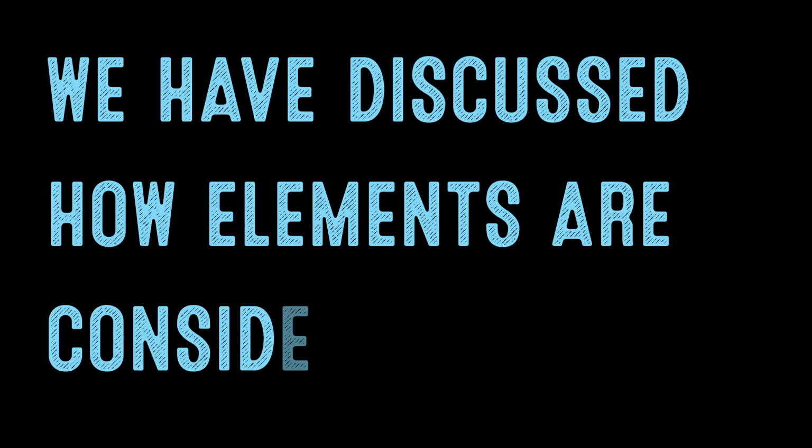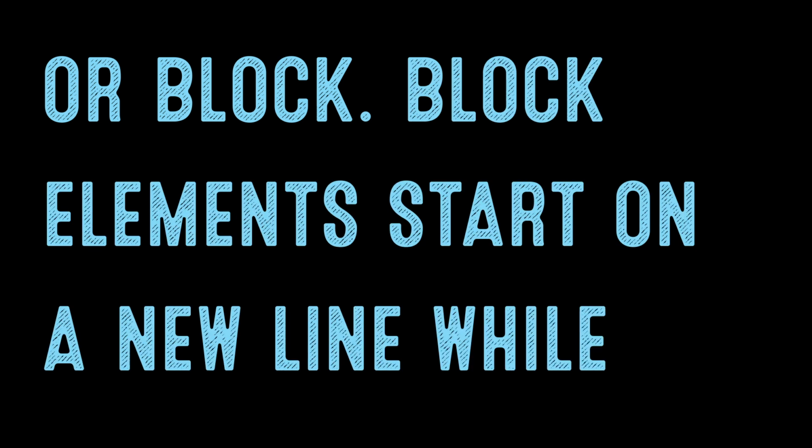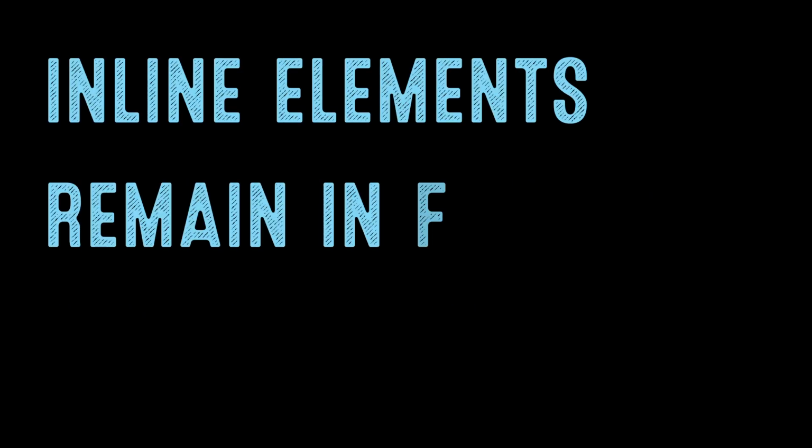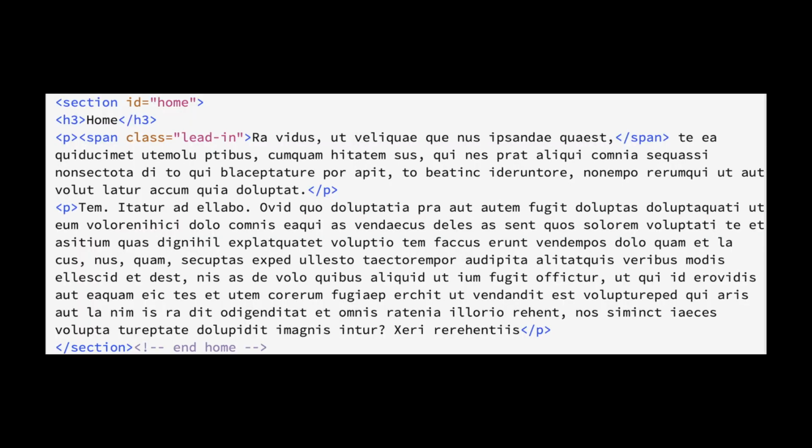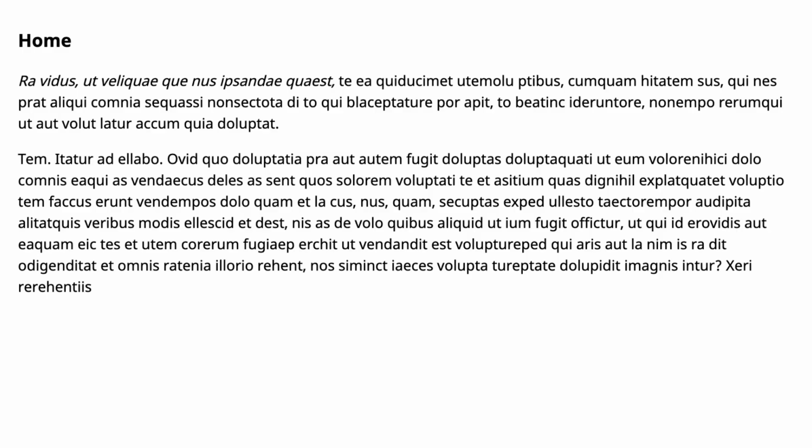The Daily Code Snippet. We have discussed how elements are considered inline or block. Block elements start on a new line while inline elements remain in flow. So an example of a block element is the P element. In this code where we have two paragraph elements, the second element starts a new line.